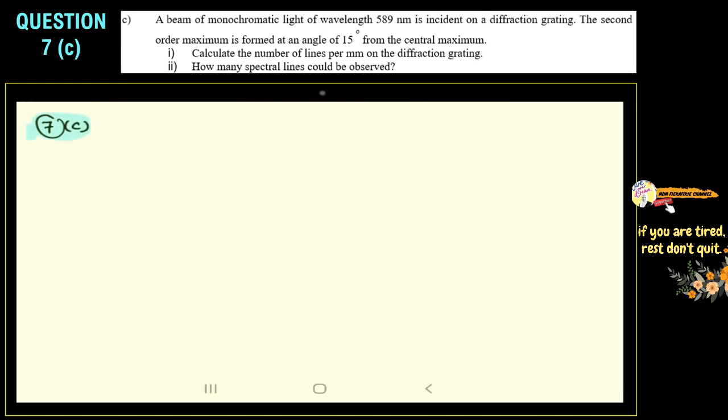Okay, now question 7C, we have two questions here. We have a beam of monochromatic light of wavelength 589 nanometer, so lambda is 589 nanometer, incident on a diffraction grating. So this is about diffraction grating. Let's write the equation of diffraction grating, where d is equal to 1 over n. Here n is the number of lines per unit length. Okay, so this is the equation.